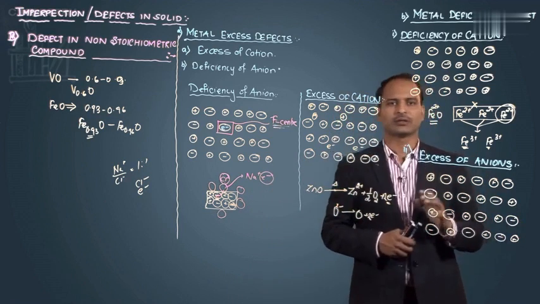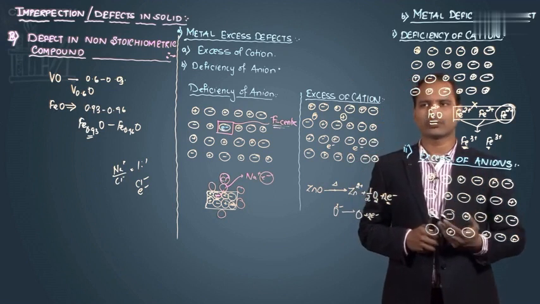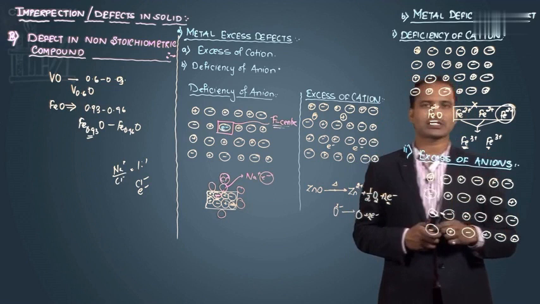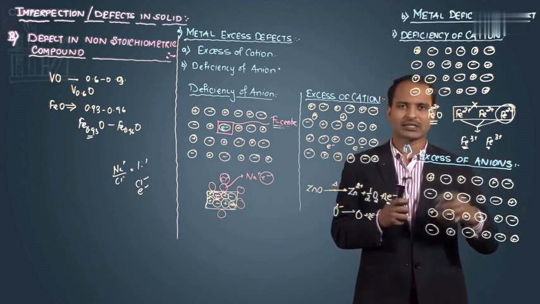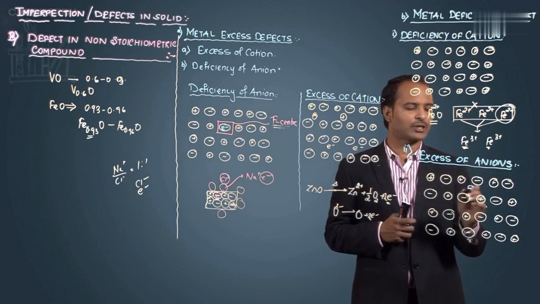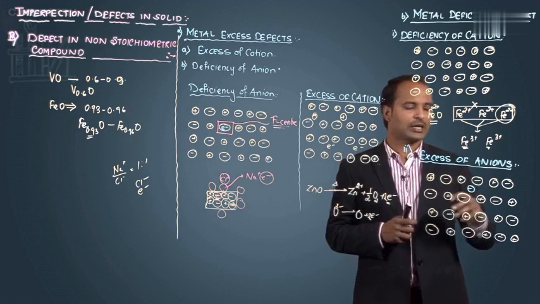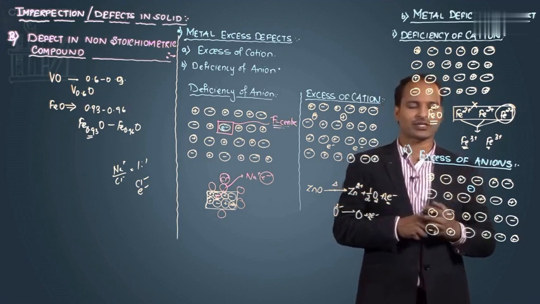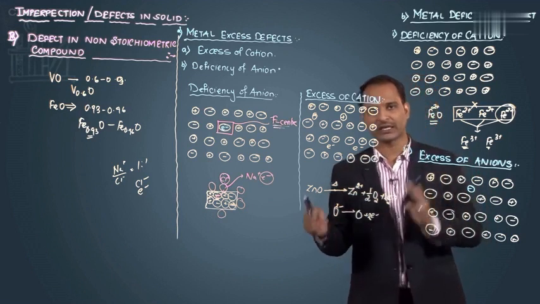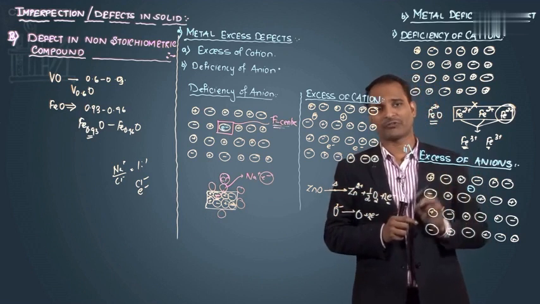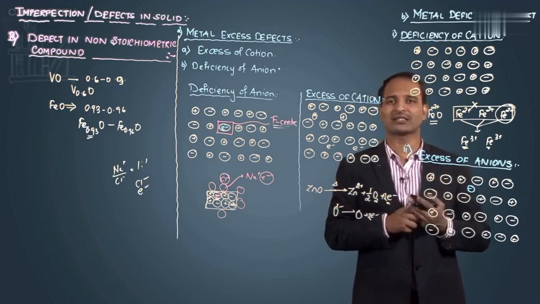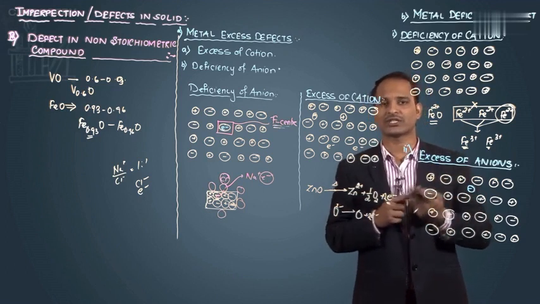Excess of anions. Now in this case, the anions are more in number compared to the cations. So what happens is that some extra anions come and occupy these interstitial spaces. Since they are occupying the interstitial spaces, the number of anions increases and the number of cations decreases. And since extra anions come into the picture, the negative charge increases.